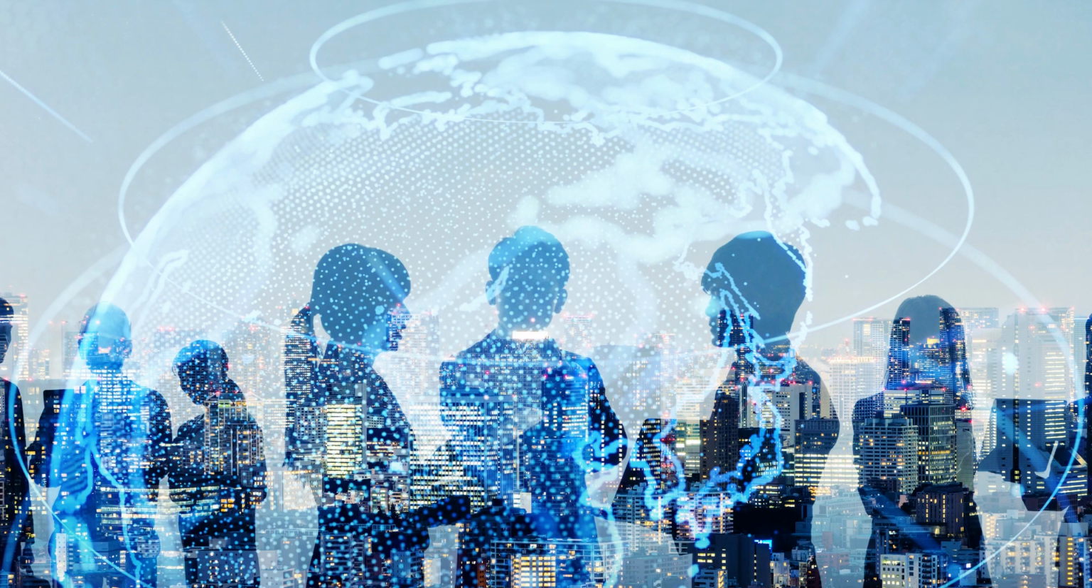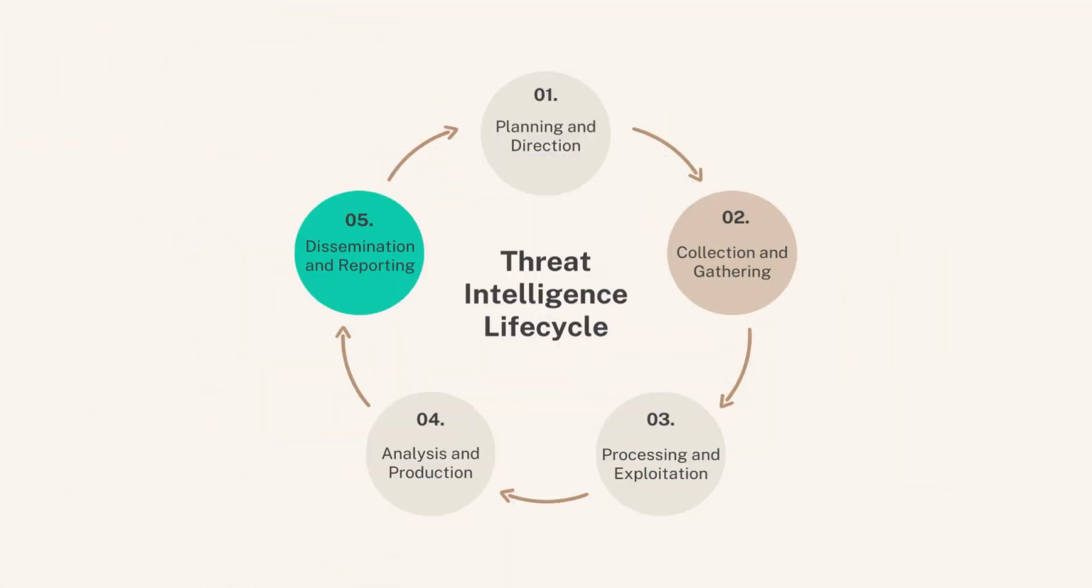Finally, communicate these insights effectively to the relevant stakeholders, enabling them to make data driven decisions that improve the organization's security posture. 5. Dissemination and reporting. This stage is crucial for effectively communicating threat intelligence to relevant stakeholders and ensuring timely sharing of information.